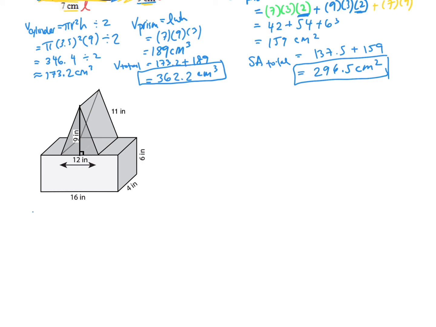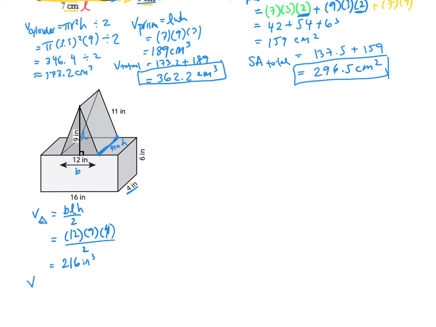So for the volume, we can start with the triangular prism on the bottom, or on the top, and I'll just put triangle here. So the volume of a triangular prism is base times length times height divided by 2. Our base is 12. The L, which is the height of the actual triangle, is 9. And the height of the prism is this length here, which we can take from the bottom, and it's 4 inches. So 12 times 9 times 4, all divided by 2, is 216 inches cubed.